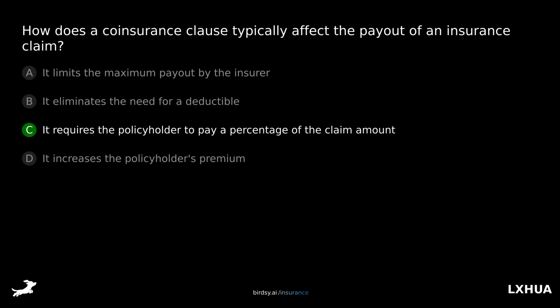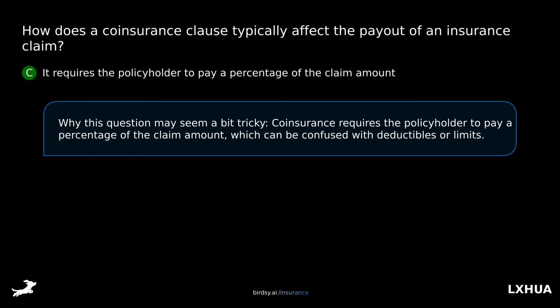The answer is C, it requires the policyholder to pay a percentage of the claim amount. Why this question may seem a bit tricky. Coinsurance requires the policyholder to pay a percentage of the claim amount, which can be confused with deductibles or limits.